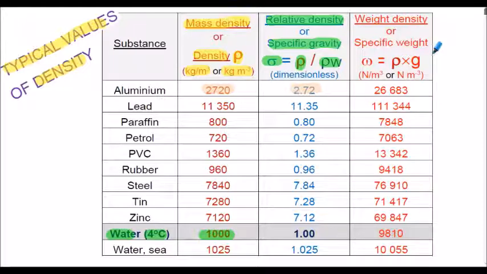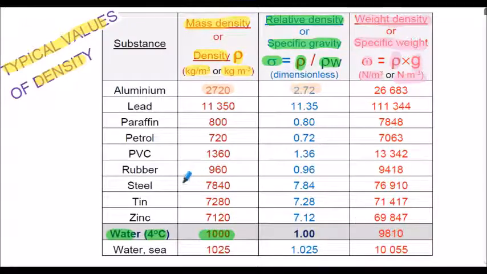And the final column shows another density, termed the weight density or specific weight. That's usually given symbol omega, and that's equal to the mass density multiplied by the gravitational acceleration. So this formula changes the mass density into a weight density. So the units of weight density would be newtons per meter cubed or newtons meters to negative 3. Here you can see we simply multiplied the mass densities by 9.81.